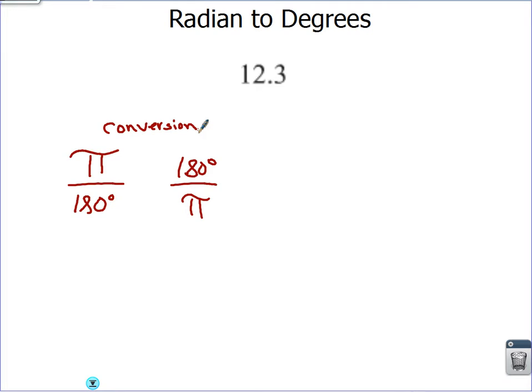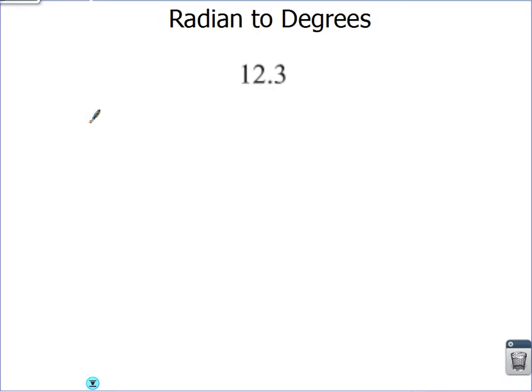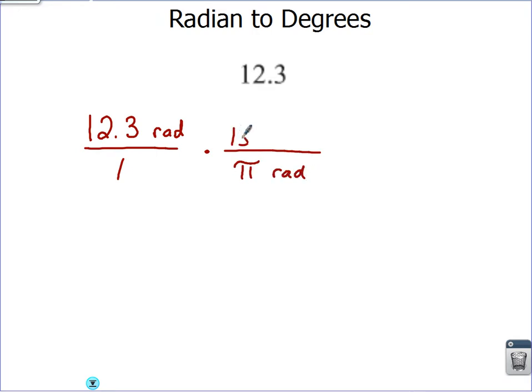If you want to change in this problem 12.3 radians, and I'm going to write that as not just 12.3, but 12.3 radians, and I want to change that to degrees, here's how I do it. We're going to multiply it times pi radians under 180 degrees. Now, here's how I know which one to put where. Your units should always cancel.